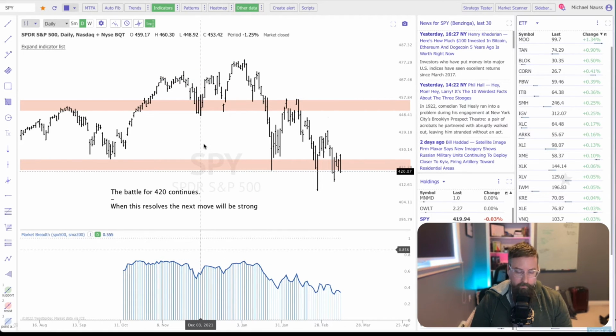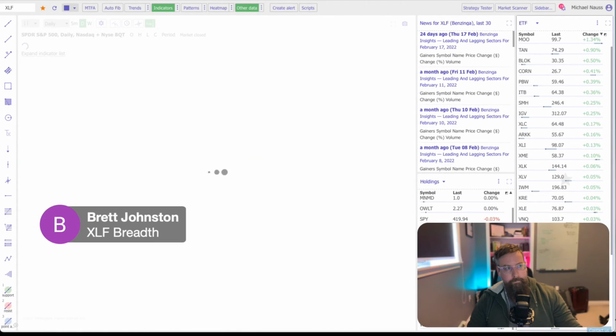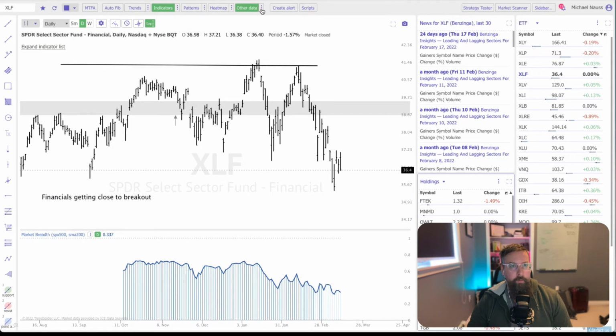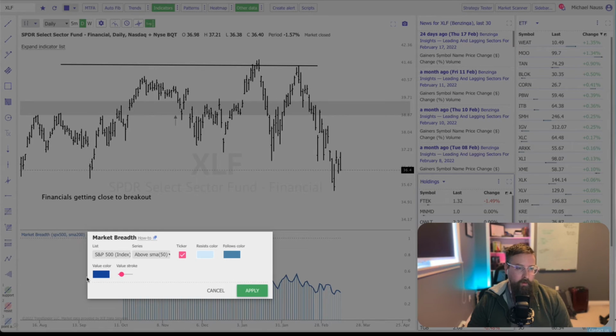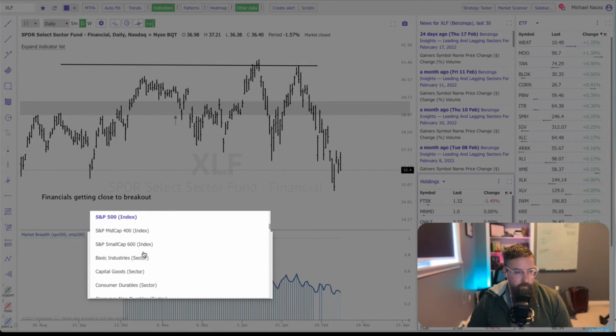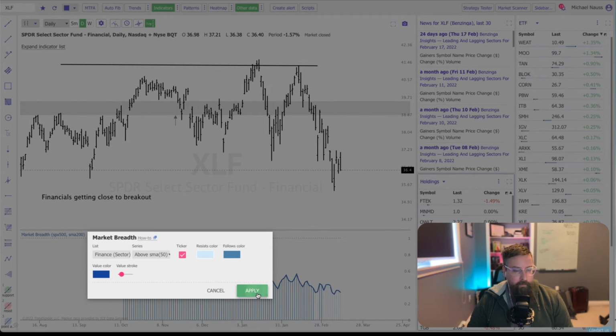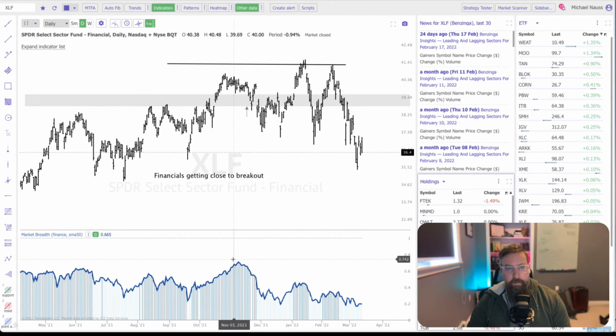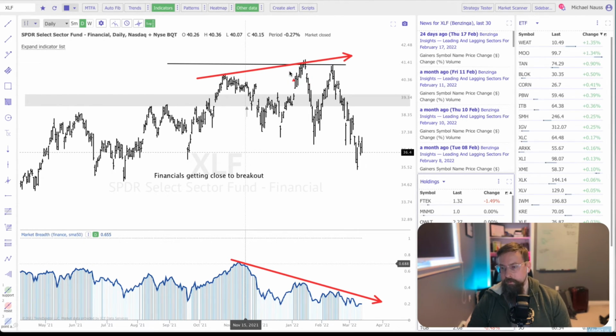So you want to take a look at the XLF. So we'll take a look at the XLF. And then we'll go other data, and let's do, again, as a shorter term trader, I just use the shorter term moving average. So we need to see the finance sector and hit apply. And again, the same kind of thing. You know, if you looked at while this was going on, as this was making new highs, you might go, okay, it's time to just tighten up stops.